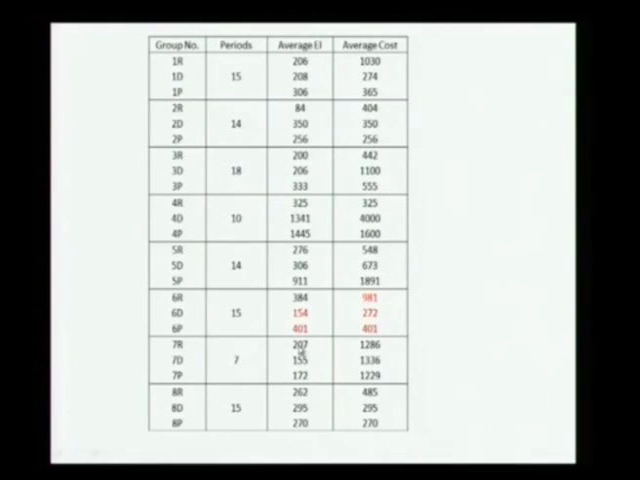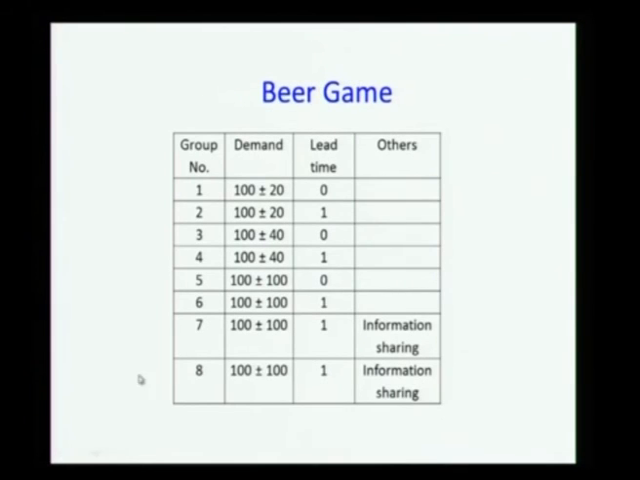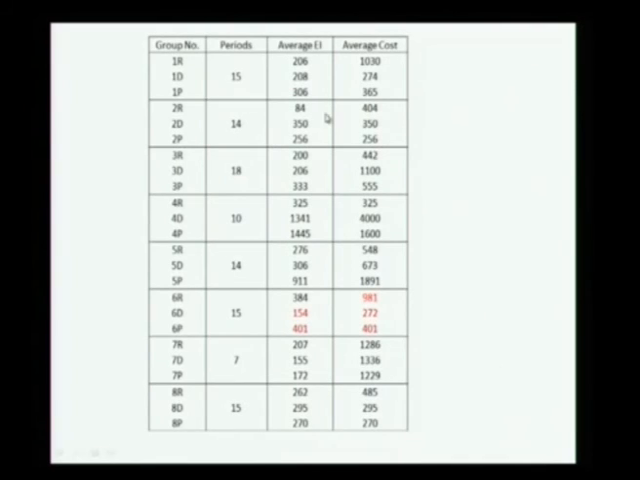In fact, even between group 7 and group 8 there is no difference in the problem setting, but we realize that there are differences in the numbers that they have, largely because of the way they have played the game. Now if we look at other groups, for example groups 1 and 2, demand patterns are the same but lead times are different. Now one could understand that when the demand patterns are the same but the lead times are different, the way the inventories behave is very different.